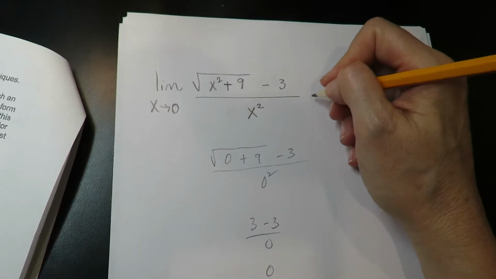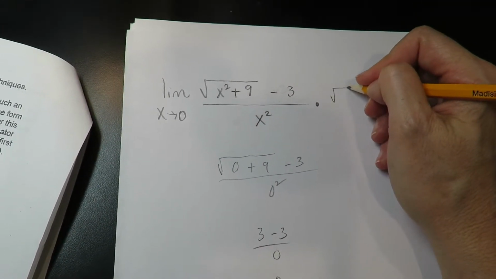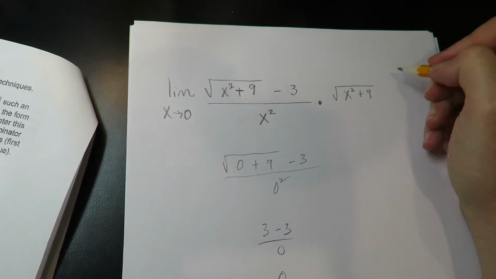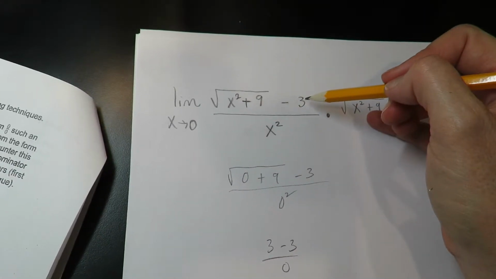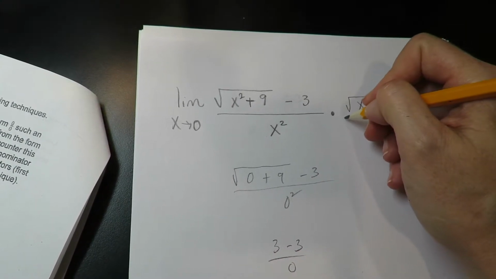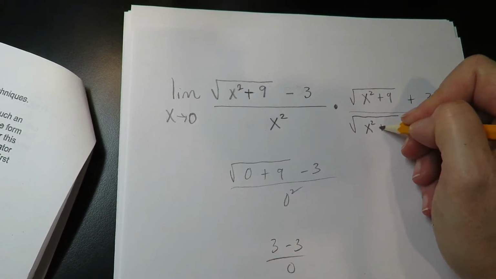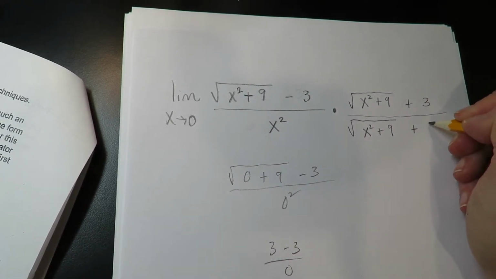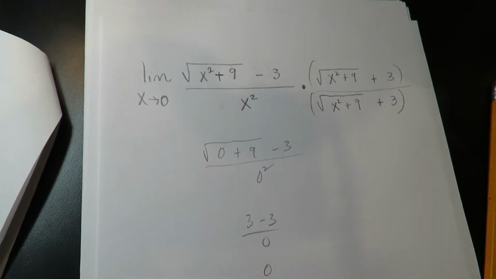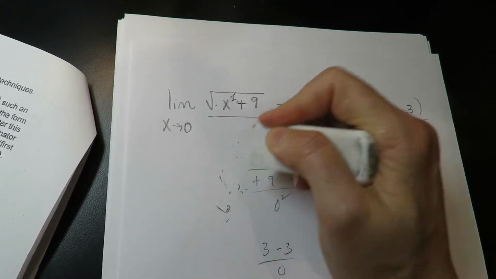And how you move it to the other side is you multiply by its conjugate. So the conjugate of the radical part of this numerator is going to be almost identical to this, except the center part here, the sign has to be opposite. Okay, so I'm multiplying by the conjugate. I've showed you that this is indeterminate.